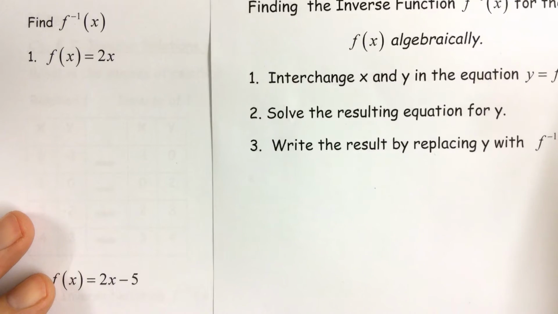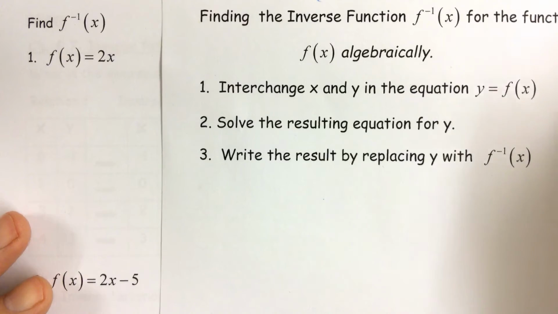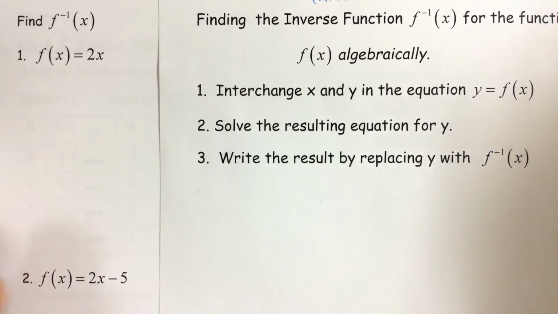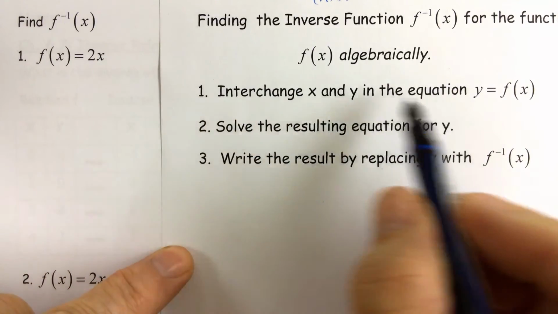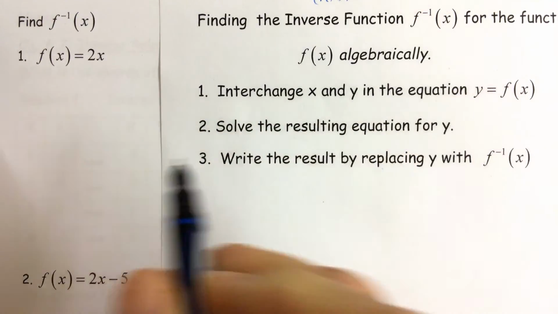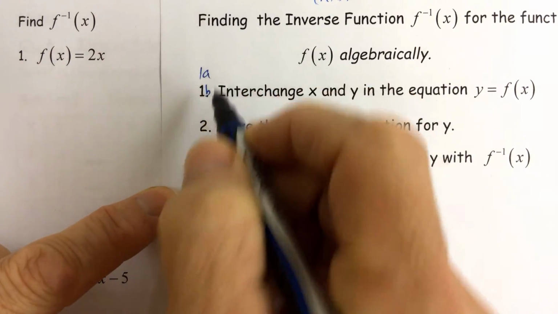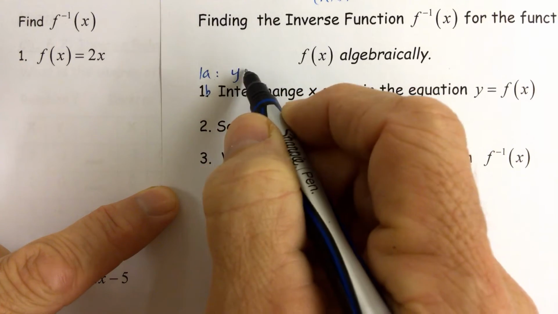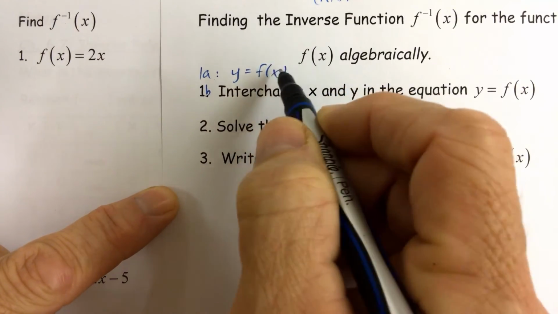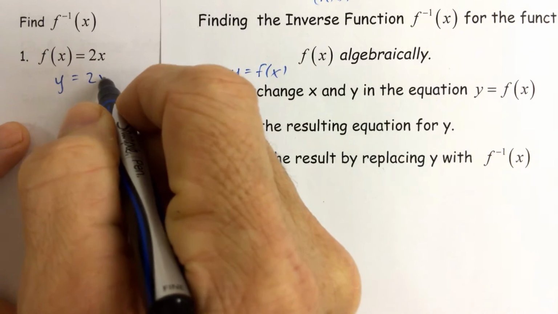So I just want to keep the steps on this screen here. Let's think about step number 1, interchange x and y in this equation. The first thing, though, I actually like to do, like step 0 or step 1a, this is step 1b. Step 1a would be to substitute y for f of x. Every time you see an f of x, just put a y in there, and it makes things a little bit easier. y equals 2x.